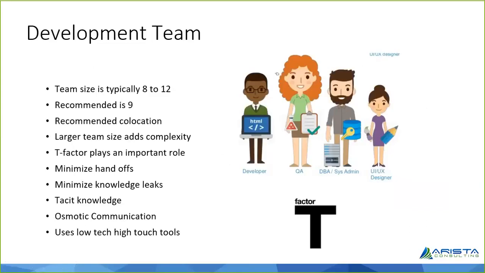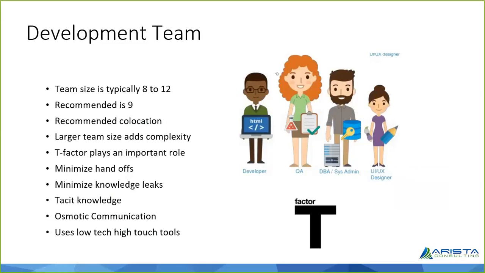We'll cover one more topic, the development team, and then we'll stop there. The development team basically consists of, like I said, all the technical guys. So here you can see a developer, QA, DBA, UI, UX designer, etc. Typically, this team size is 8 to 12 people, not more than that. Recommended is 9, but up to 12 it is okay.